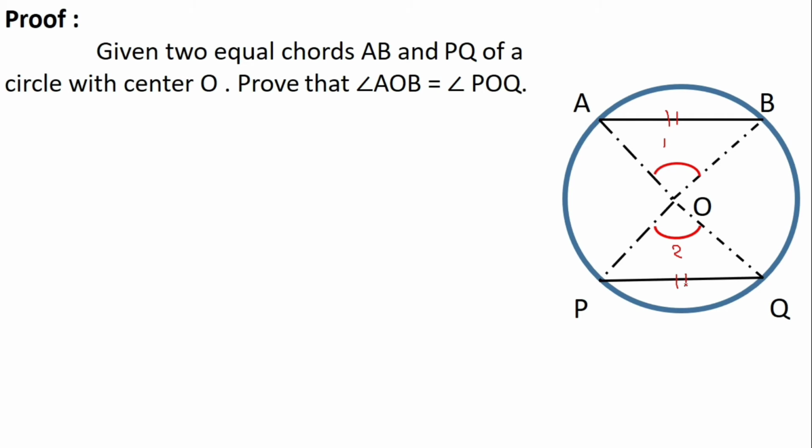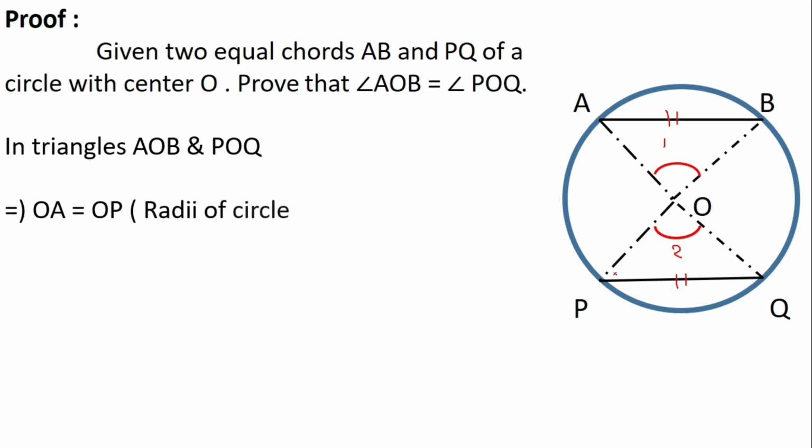So we need to prove that these two triangles are congruent, and for that, in triangle AOB and POQ, the first thing I can say is OA is equal to OP. Why? Because the line segment joining the center to the point on the circle is the radius. So the radius throughout the circle remains the same. So OA will be equal to OP. And similarly, OB will be equal to OQ.